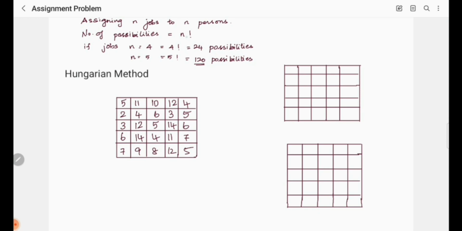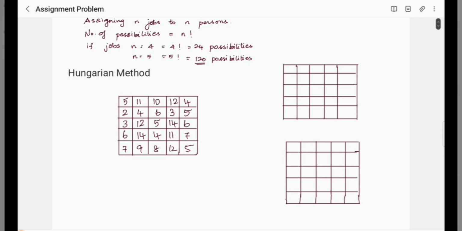For example, consider the number of jobs given to us is 4. That means 4 factorial, so we have 24 possibilities of assigning the 4 jobs to 4 persons. We have to take all the 24 possibilities and find the minimum number of hours to complete the job. Say the number of jobs is 5. Then the number of possibilities is 5 factorial, which is 120. With 120 possibilities, it is quite difficult for us to compute it. So here we are using a different method, which is named the Hungarian method.